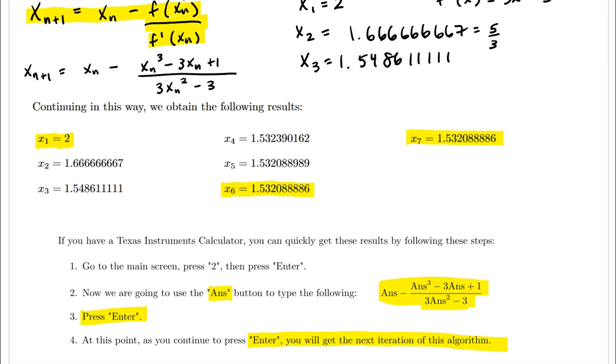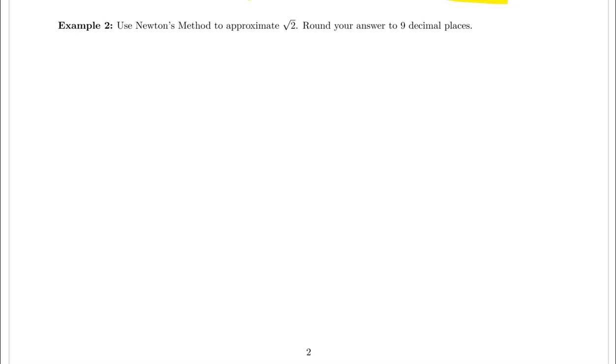So let's go ahead and work on another example. Example 2 says, use Newton's method to approximate the square root of 2, round your final answer to 9 decimal places. Now, this question's a little bit more challenging for a few different reasons. One of them being we're not given a function, so we need to create our own function, and I'm going to create my function to be f of x is equal to x squared minus 2.